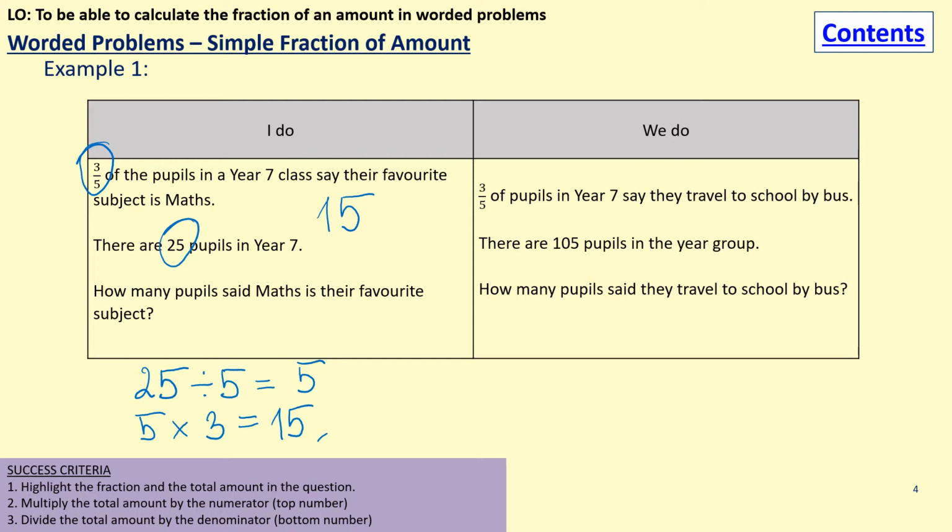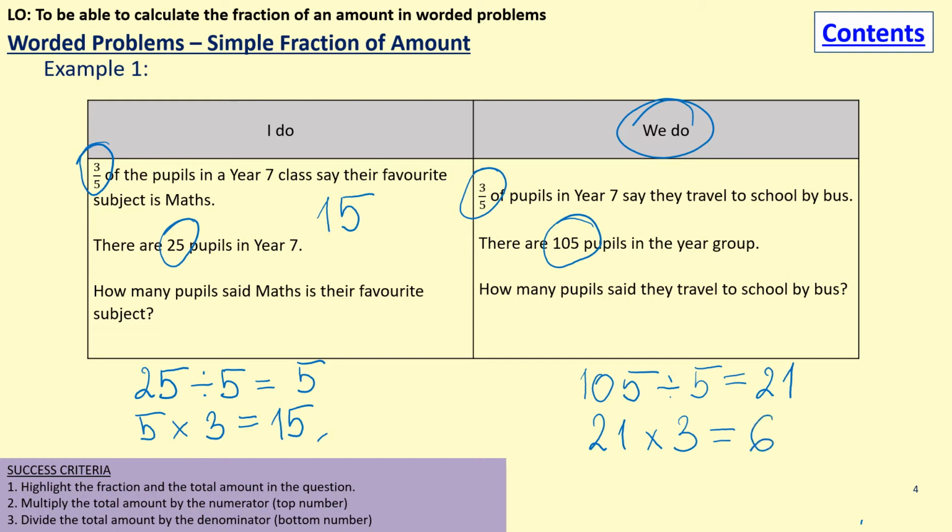So what I would like you to do now is to pause this video for a couple of minutes and attempt the question. Okay, so what you should have done is circle the fraction and the 105 pupils, because that's what we are looking for. So 3/5 of 105. So step 2, 105 divided by the bottom of the fraction, which is 5. That equals 21. And now we take that 21 and multiply it by 3. That's 63. So the answer is 63 pupils said they traveled to school by bus.